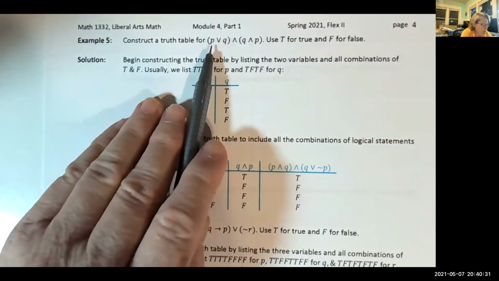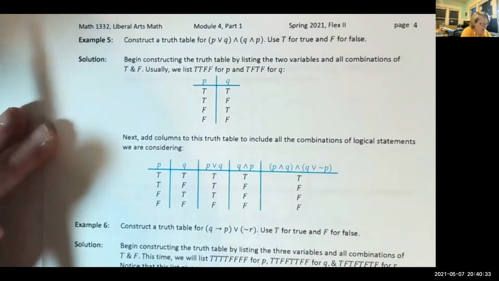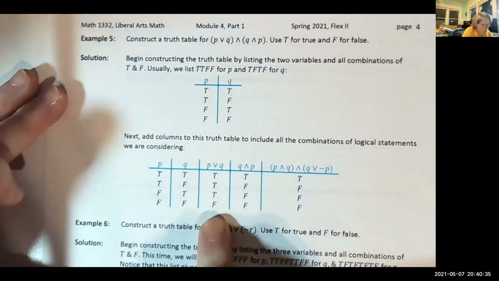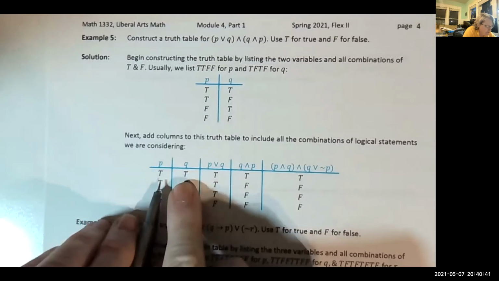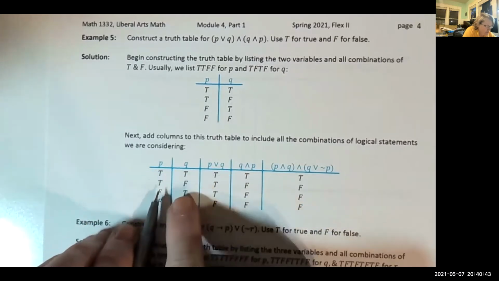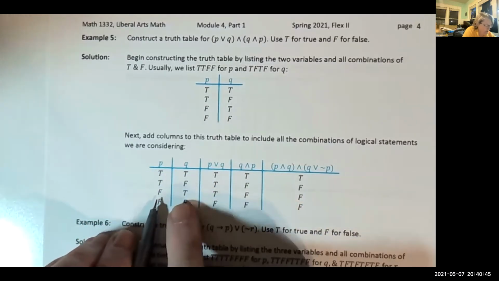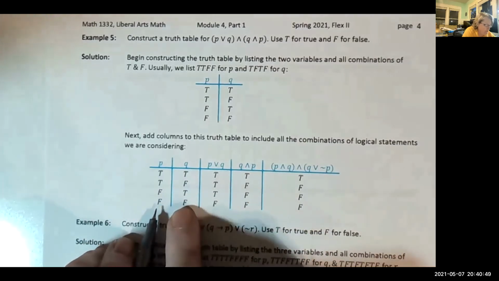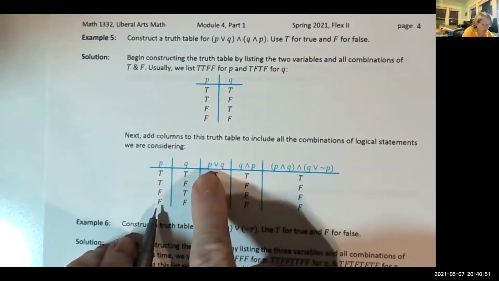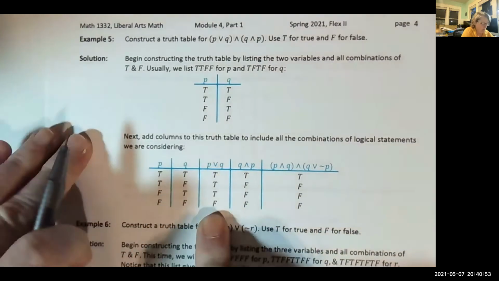And now let's see what we need. We need P or Q. So that's the next column. Or is going to be true if at least one of the others is true. So let's see, true, true is going to be true. True, false, that'll be true. False, true, that'll be true. False, false, if we have both falses and we're oring them together, that's false.